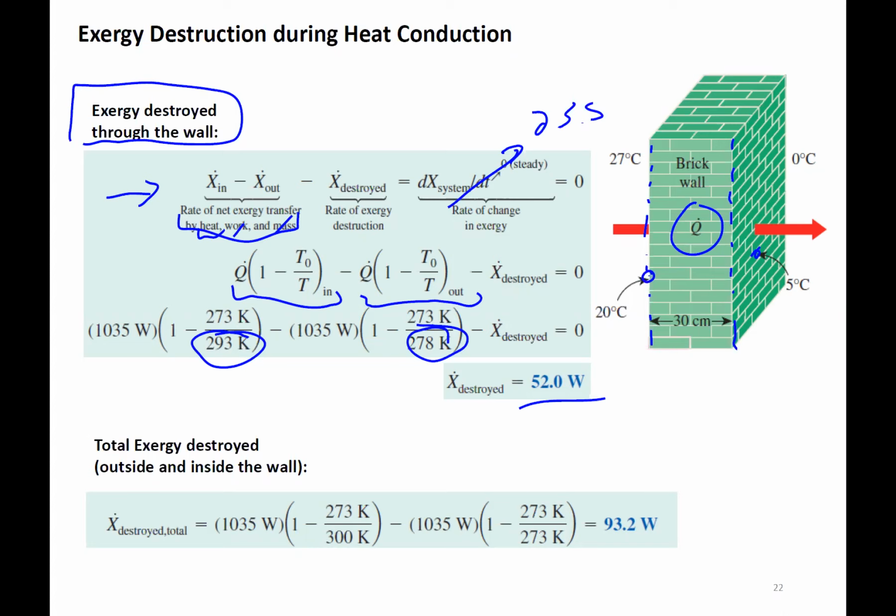If we extend this to inside and out of the wall, now you have 27 out here in the air and 0 all the way in the air on the other side. So now we just change what those temperatures are, okay? So if you take those temperature boundaries from all the way outside and inside the wall, not just through the wall, we get 93.2 watts of exergy destroyed from this heat conduction.